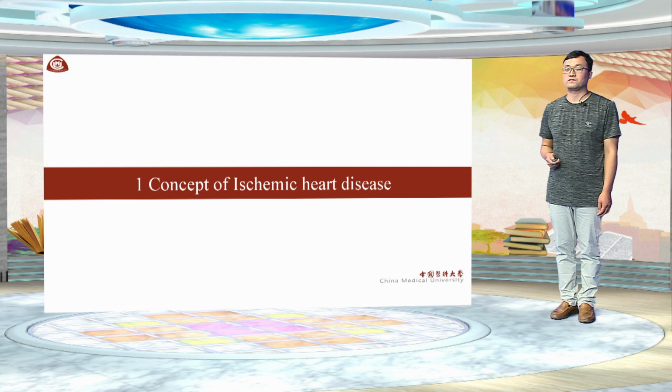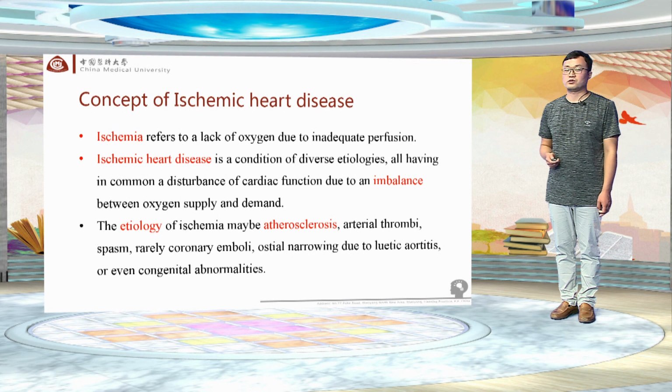Part 1. Concept of ischemic heart disease. Ischemia refers to a lack of oxygen due to inadequate perfusion. And ischemic heart disease is a condition of diverse etiology, all having in common a disturbance of cardiac function due to an imbalance between oxygen supply and demand. The etiology of ischemia may be atherosclerosis, arterial thrombus, spasm, and so on.